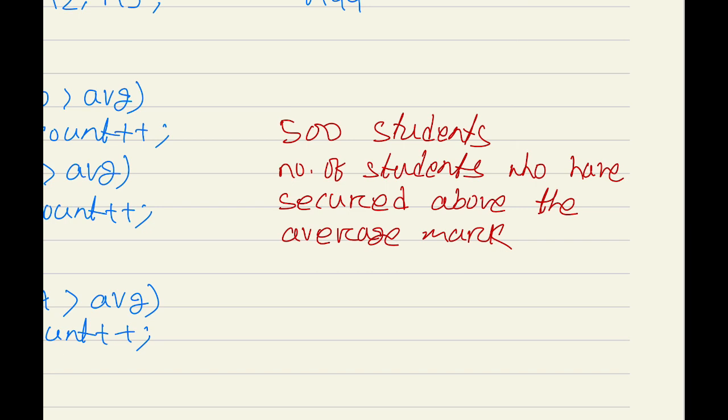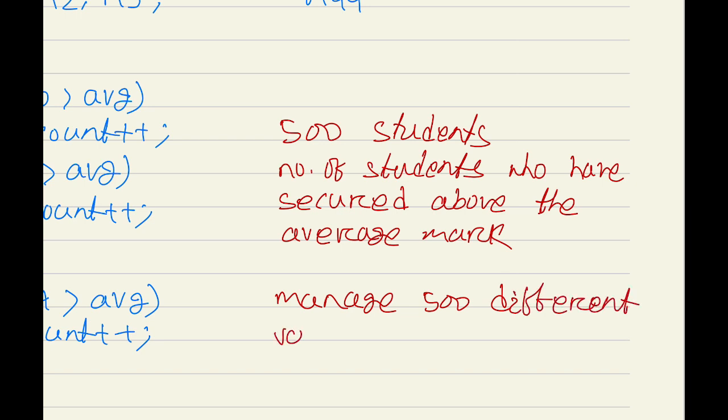So in this scenario, it is required to manage 500 different variables, because we need to store the marks of 500 students, then compute the average, then compare each mark with the average. So it is required to manage 500 different variables if we follow this approach.